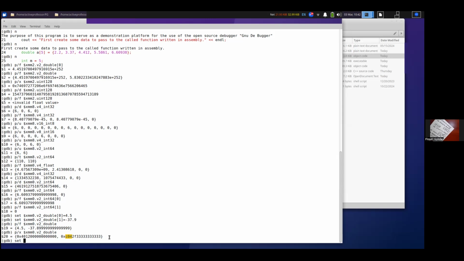Okay, so let's set $xmm0. I was going to change the one on the far right, at index 0, v2_double. Actually, it counts from 0 to 1. And that's a bad spelling. v2_double, double brackets, equals 37.9. Okay.